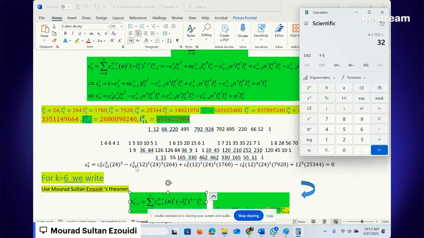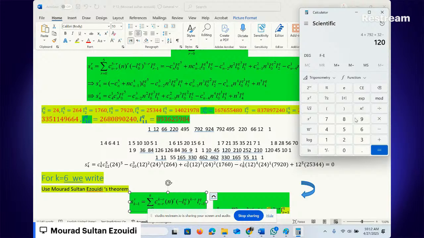Minus 10 choose 3. Why? Because 5 minus 2 gives 3, and 12 minus 2 gives 3 according to the formula. This is the formula. Minus 10 choose 3, which is 120: 1, 2, 3.